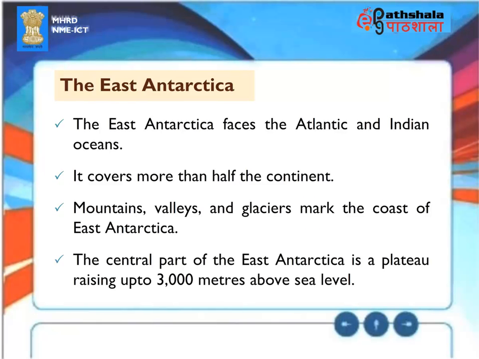The East Antarctica faces the Atlantic and Indian Oceans. It covers more than half the continent. Mountains, valleys, and glaciers mark the coast of East Antarctica. The central part of the East Antarctica is a plateau rising up to 3,000 meters above sea level.